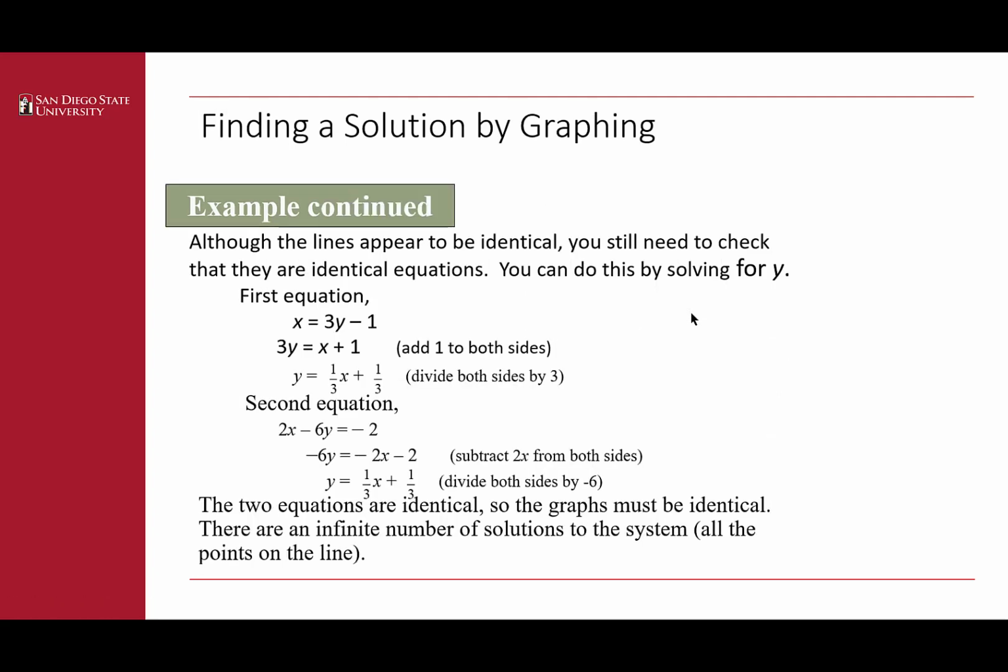Although the lines appear to be identical, we still need to check that they are identical equations. So we can do this by solving for y. The first equation becomes y equals 1 over 3 x plus 1 over 3, and the second equation becomes y equals 1 over 3 times x plus 1 over 3 again, if you follow the given steps here. And the two equations for y are identical, so the graphs must be identical also. There are an infinite number of solutions to the system, which means that all the points on these lines satisfy the system as a valid solution.